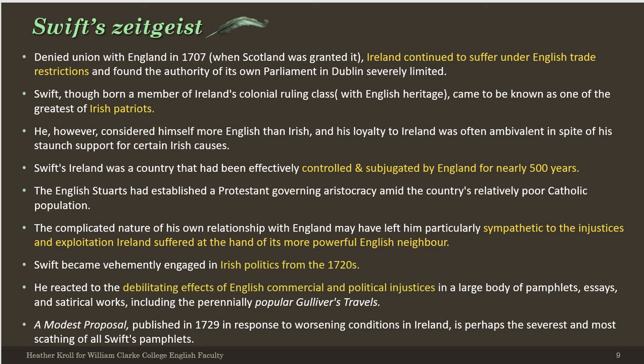Swift's Ireland was a country that had been effectively controlled and subjugated, so violently controlled by England for nearly 500 years at this point in time. And of course, you can add a few hundred years on top of that now. The English Stuarts, so that's a monarchical regime, had established a Protestant governing aristocracy amid the country's relatively poor Catholic population. So they kept people poor. They stole all the wealth of the country and kept them poor. And it was a serf economy.